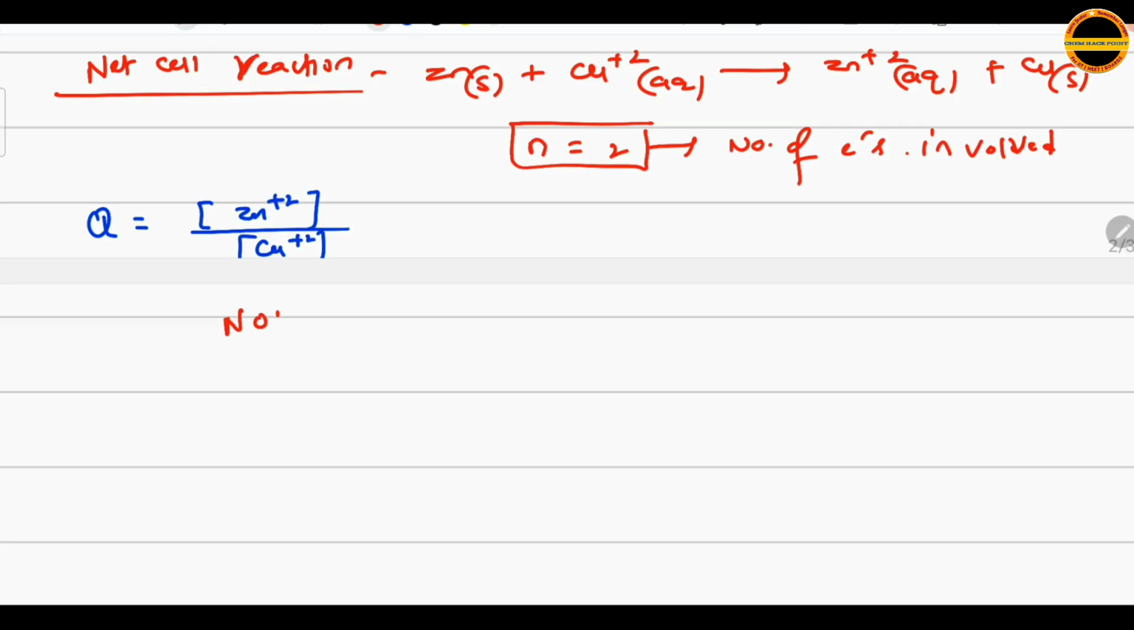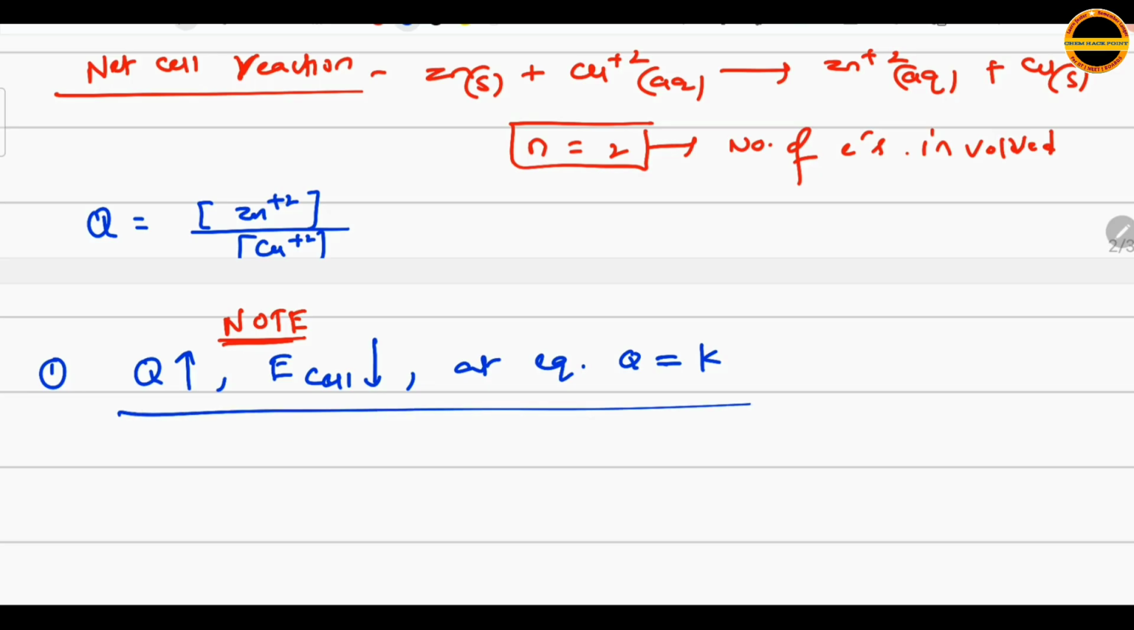During a galvanic cell, or you can say during the Daniell cell, these factors are observed. Number one, the Q value increases because the product amount is increasing. The E cell value decreases. Why is it decreasing? We will see under the Nernst equation. And at equilibrium, the reaction quotient Q becomes K. So remember this very important point: Q increases, E cell decreases. At equilibrium, Q is equal to K.